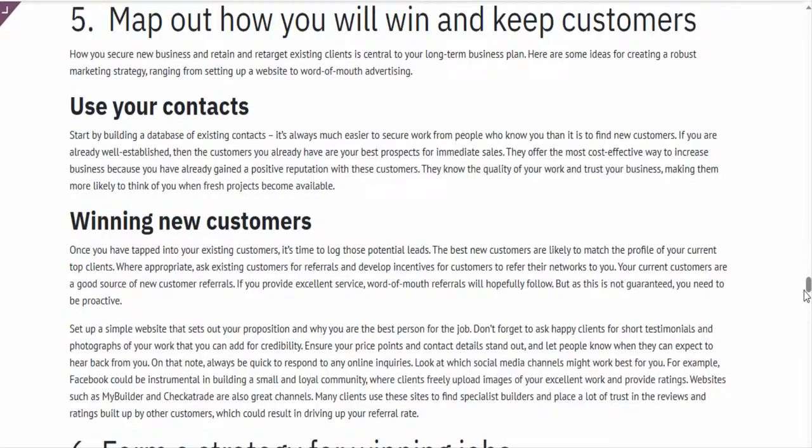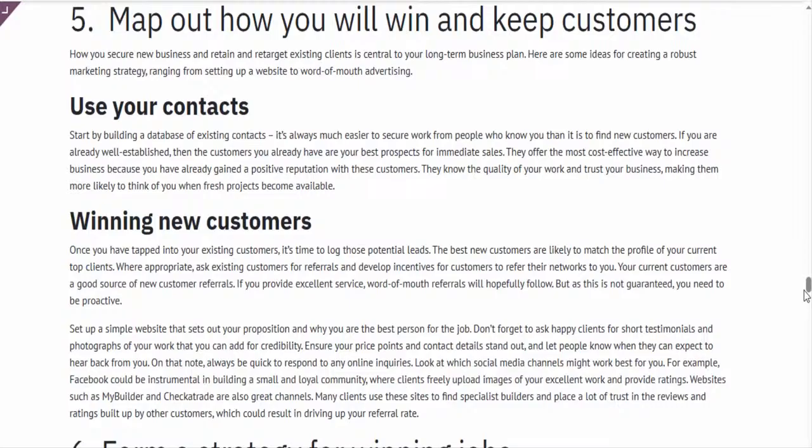They know the quality of your work and trust your business, making them more likely to think of you when fresh projects become available. Winning new customers. Once you have tapped into your existing customers, it's time to log those potential leads. The best new customers are likely to match the profile of your current top clients. Where appropriate, ask existing customers for referrals and develop incentives for customers to refer their networks to you. Your current customers are a good source of new customer referrals.